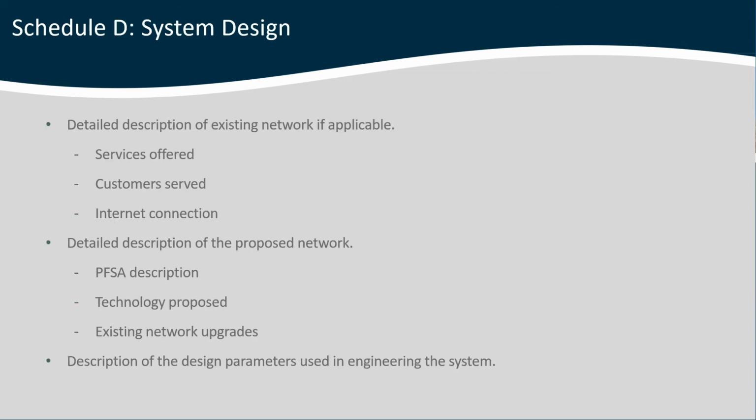Schedule D is the system design. You provide a detailed description of the existing network if that's applicable, including services offered, customers served, overall sort of traffic flow, including connection to the internet. You will always provide a detailed description of the proposed network, so describe the PFSA, talk about the technology proposed, if there are any integrations or upgrades to your existing network, discuss that. Give a description of the design parameters used in engineering the system so that we can help verify technical feasibility of what you're talking about.